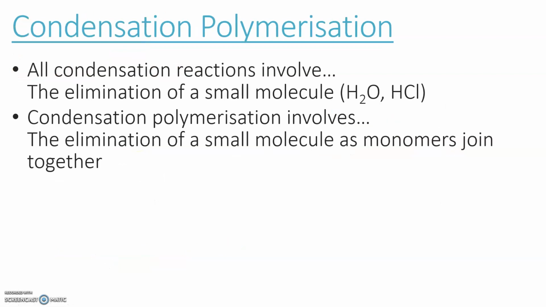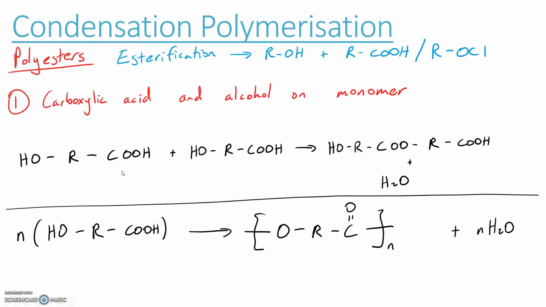Okay, condensation polymerization involves the elimination of a small molecule such as water or HCl, and this elimination of a small molecule takes place as the monomers join together. So firstly, let's look at polyesters.